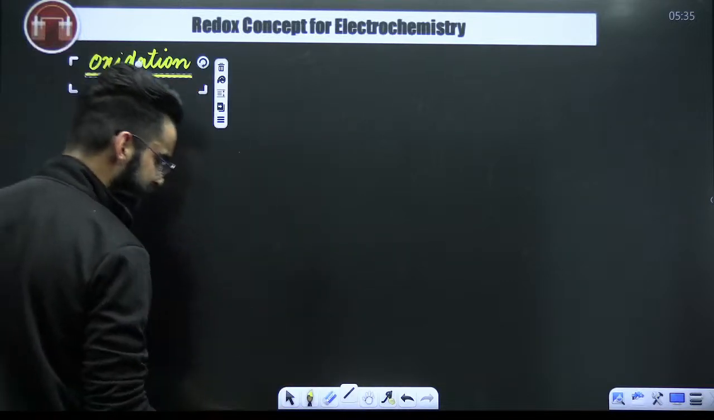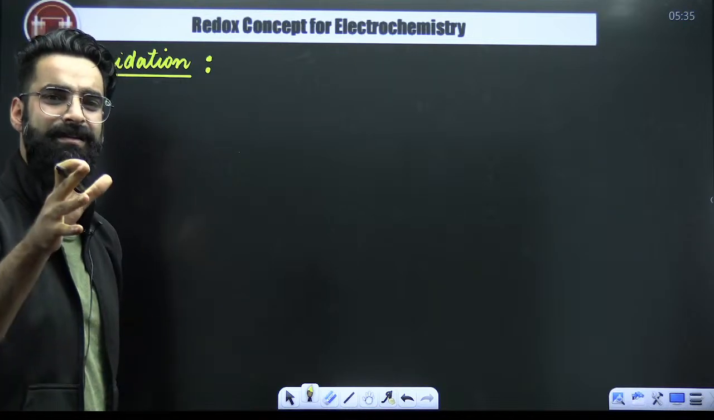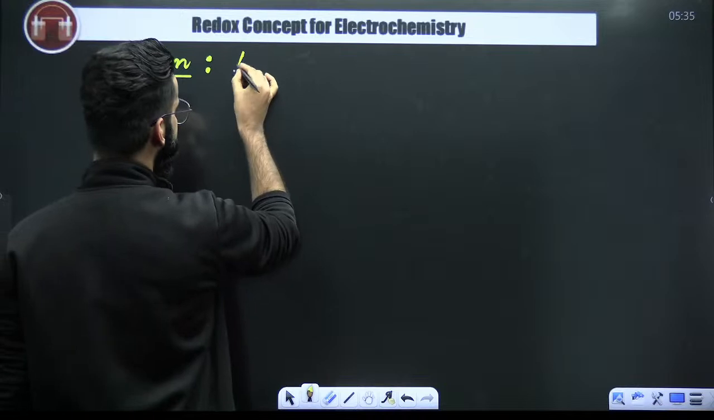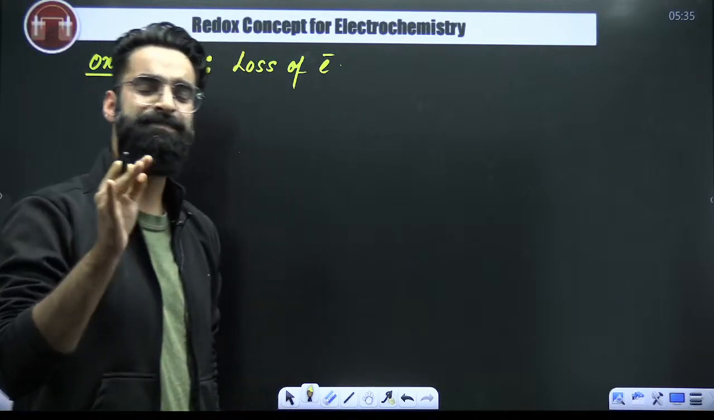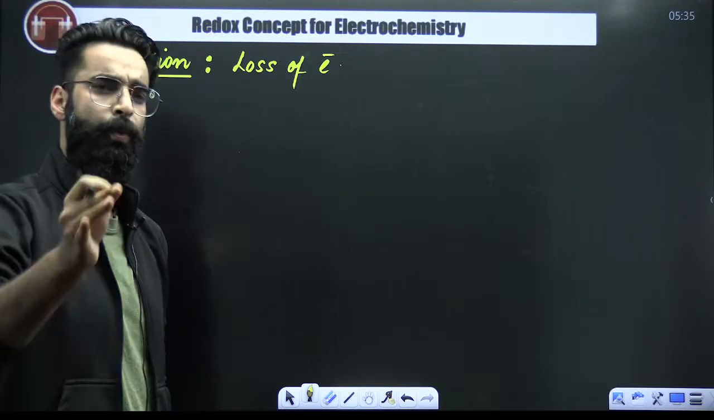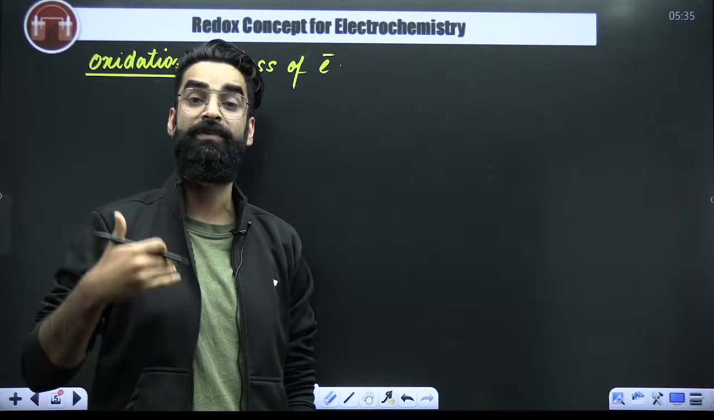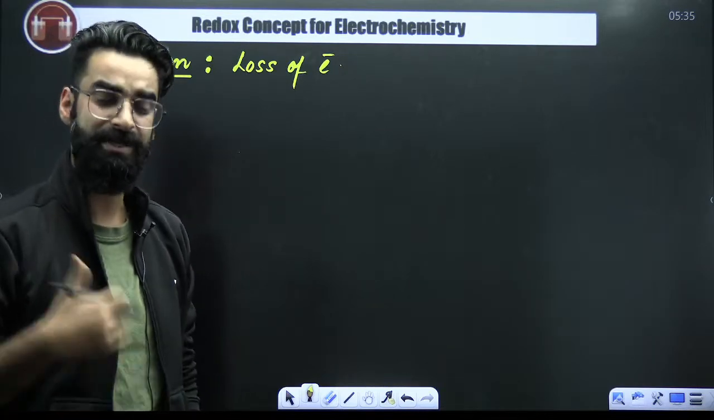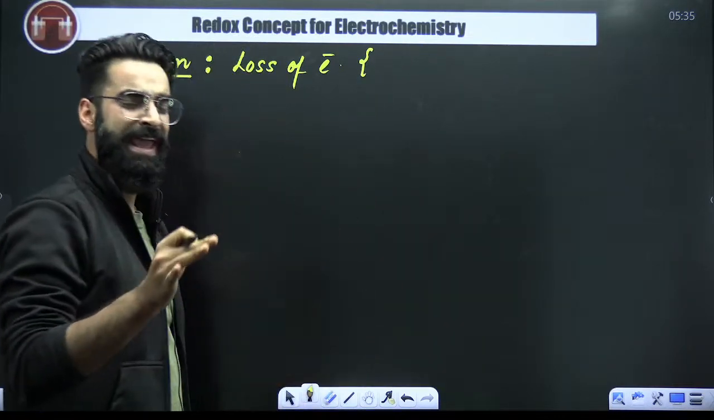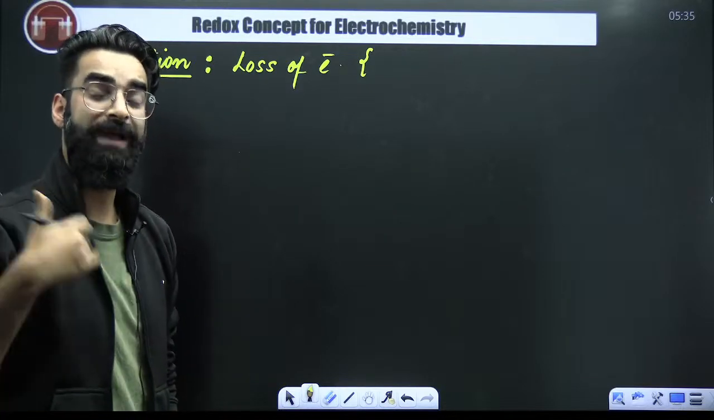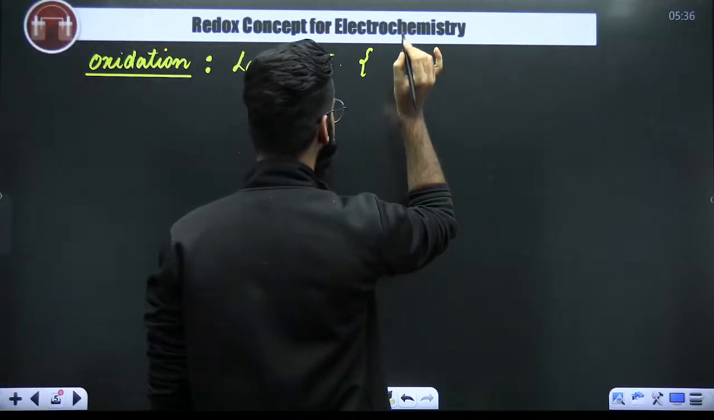I'm sure the majority of you guys will already know what oxidation is all about. Oxidation, as per the modern definition, is defined as loss of electrons. My dear students, any species which is going to lose electrons, we say that particular species undergoes oxidation. What does it mean exactly? Before that, I'll tell you one more thing. Whenever in a chemical reaction you need to check whether a substance is undergoing oxidation or reduction, just remember one simple point.